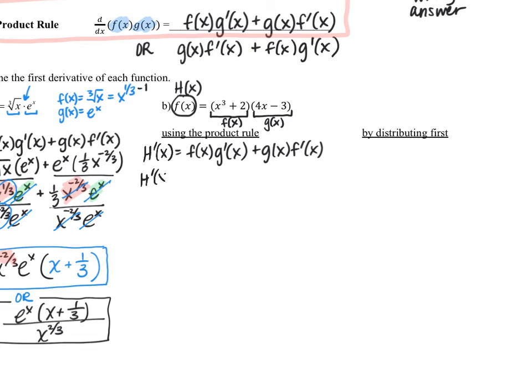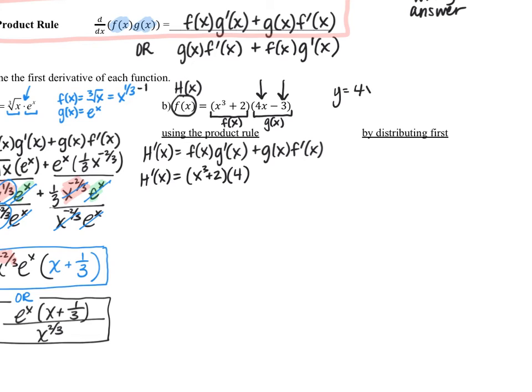So to use the product rule, we'll take that first function, which is the quantity x cubed plus 2, and then we're multiplying it by the derivative of the g of x function. Well, remember, the derivative of 4x will just be 4, and the derivative of the constant is just 0. So the derivative of 4x minus 3 is just 4.